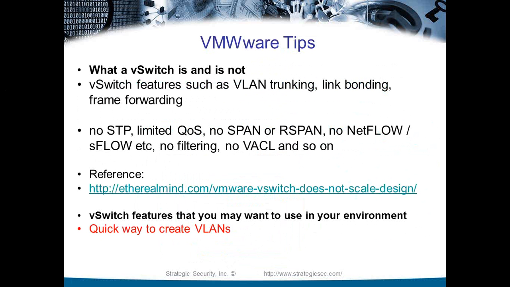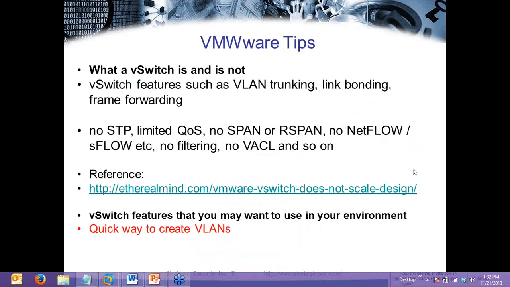So what do I mean? Your vSwitch can do some pretty awesome things, right? Your vSwitch can do VLAN trunking, your vSwitch can do link bonding, frame forwarding. So like link bonding, you can shotgun multiple network interfaces, and join them together and expand your bandwidth on the particular interface. You can create VLANs and trunk, and you can do some pretty cool stuff.